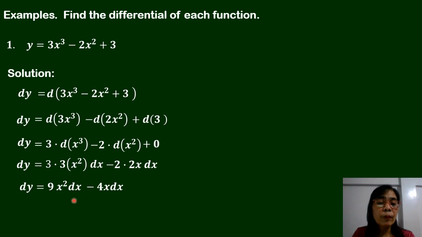Or we can factor out dx in here. That will now give us dy, the differential of y, is equal to 9x squared minus 4x times dx. So if you want to factor out still the common factor in here, you can have x outside.